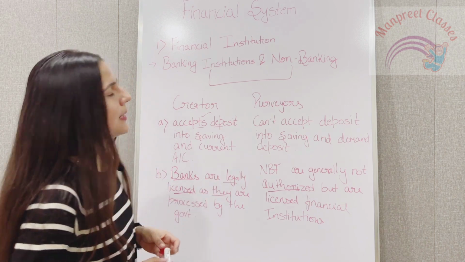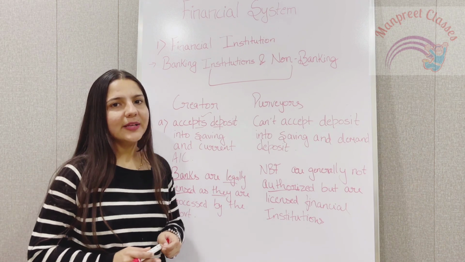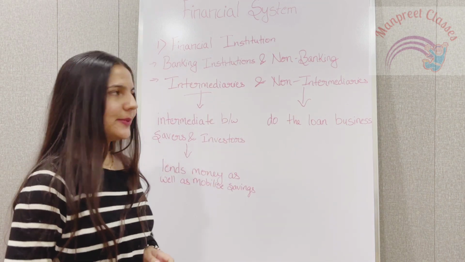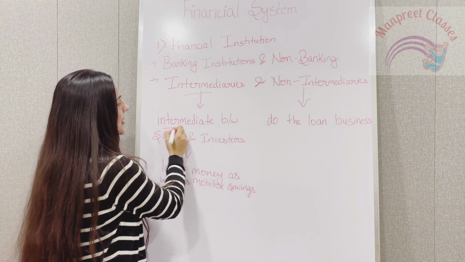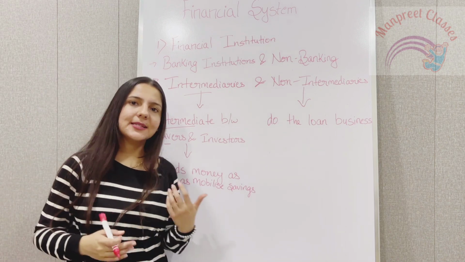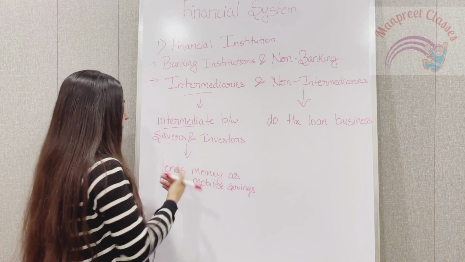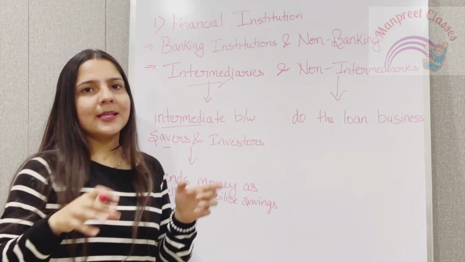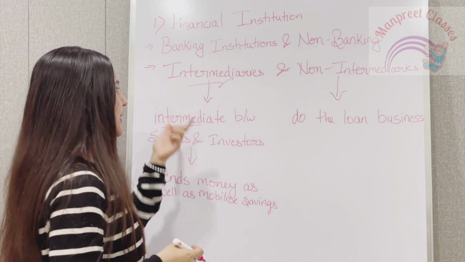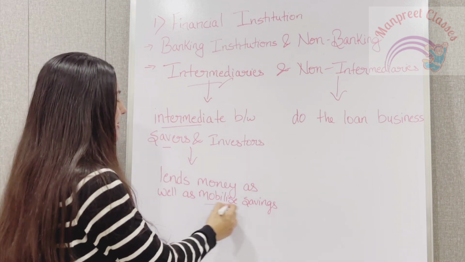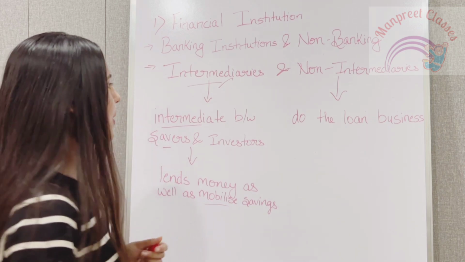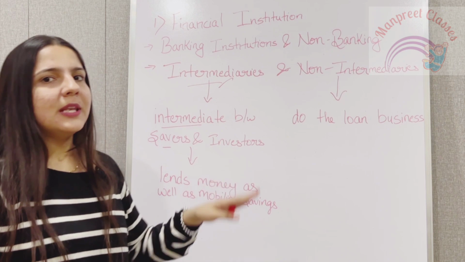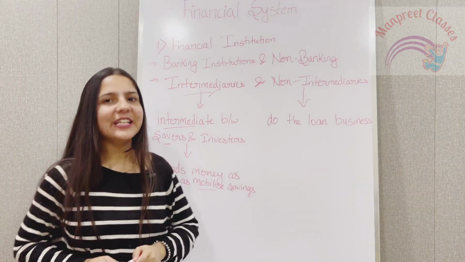Now let's discuss the second type of financial institutions, that is intermediaries and non-intermediaries. Intermediaries are the institutions that intermediate between savers and investors, that is they act as a link between savers and investors. They lend money as well as they mobilize savings. That is, the savers who want to save their finances can deposit their extra money or whatever savings they are having to intermediaries, and intermediaries on demand can mobilize their saving by lending them to the required institution or organization. On the other hand, non-intermediaries just do the loan business. They do not act as the saving mobilizers. So this is the difference between intermediaries and non-intermediaries.